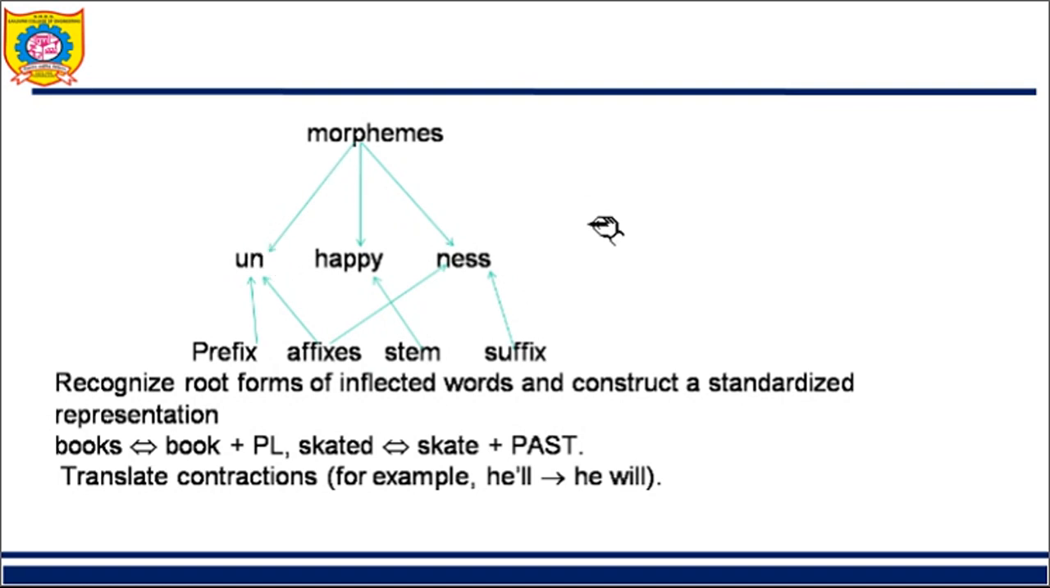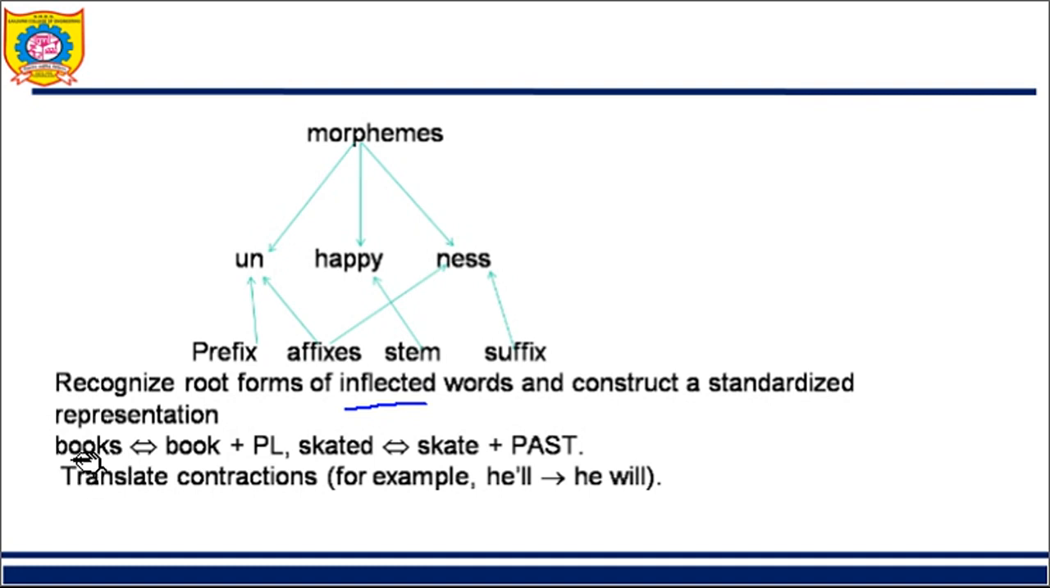So now the word was what? Unhappiness is called an inflected word. So what I have to do is, from the inflected word, recognize the root form and construct a standardized representation. So what is the standardized representation that we want to see further? I hope you got the first point: from an inflected word I have to find out the root form.